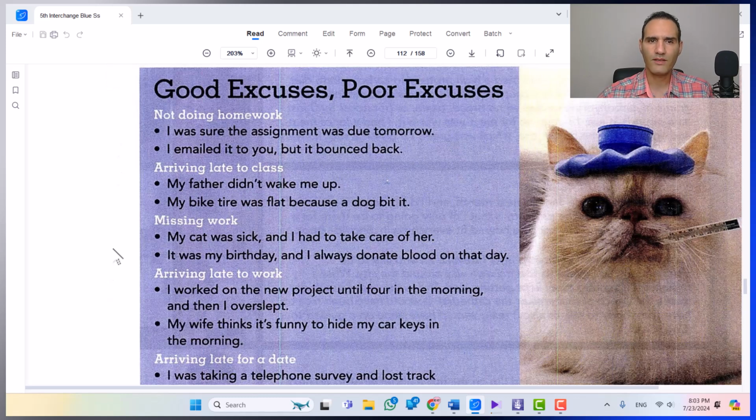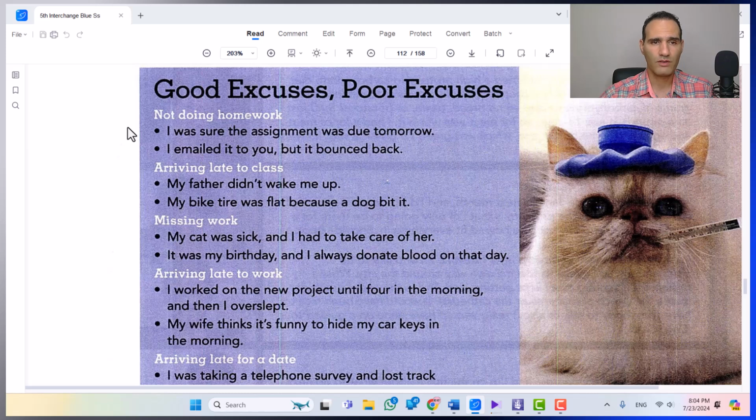Let's read these and see which one is an example of a good and which one an example of a poor excuse. For example, for not doing homework. The excuse: I was sure the assignment was due tomorrow. I emailed it to you, but it bounced back. So I emailed, but it bounced back. Like a ball, when you hit it against a wall, it bounces back. So the email did not reach you. It bounced back, or it did not reach you.